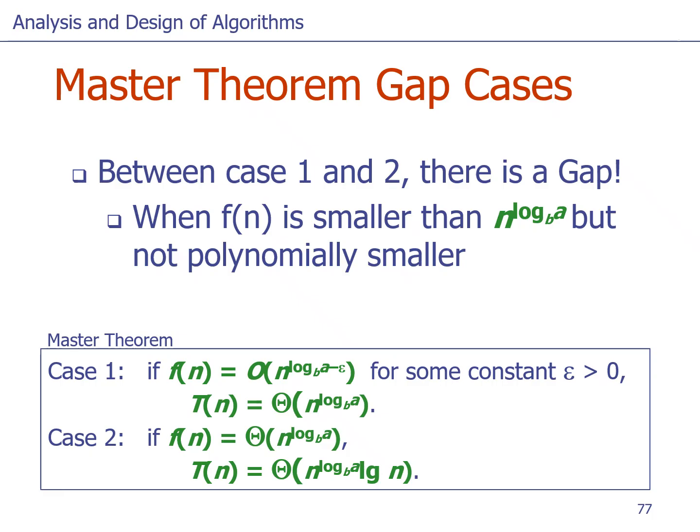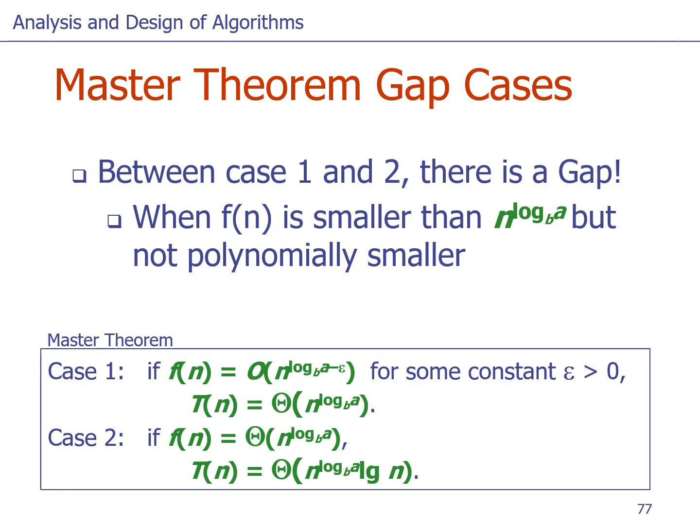Remember, case 1 was the leaf level doing most of the work. In case 2, we said they are equal. So there is a gap between both of these. There is a gap where it's not that the leaf is doing most of the work, and it's not that they are equal. It's somewhere in between.